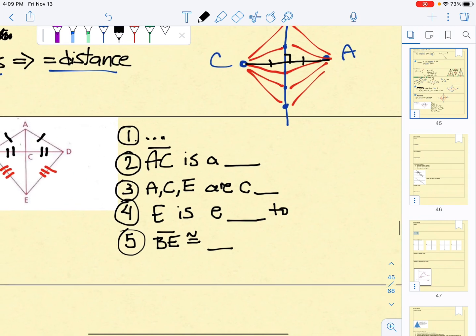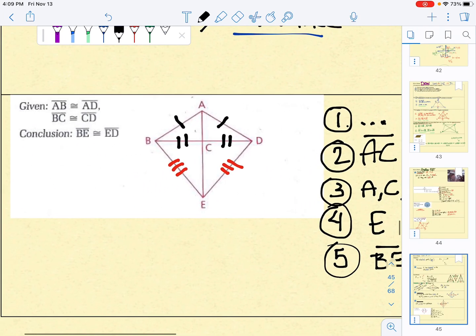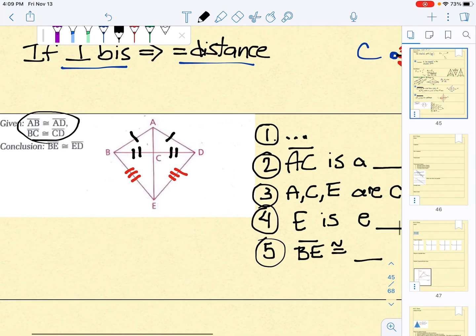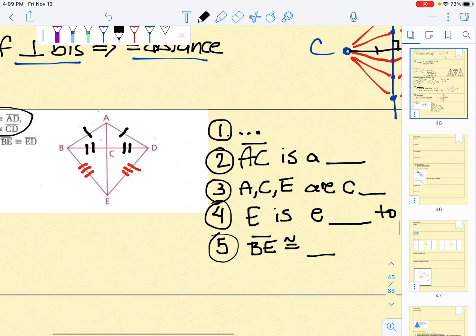And here goes a proof. We need to prove that if these two distances are the same, AB and AD are the same, and BC and CD are the same, then BE is congruent to ED. So the red ones have to be true. This is a little bit like a detour proof. Number one, I take that back. It's not a detour proof.